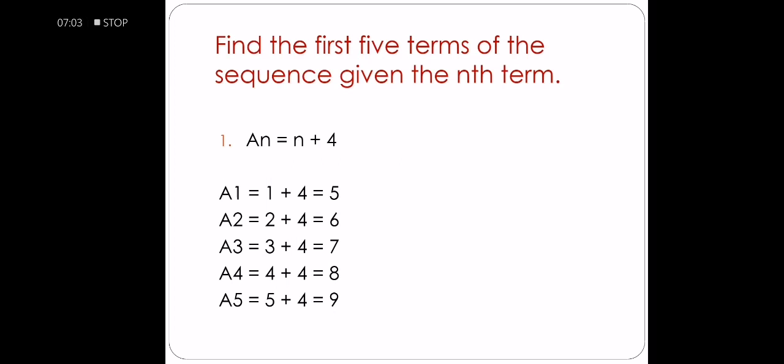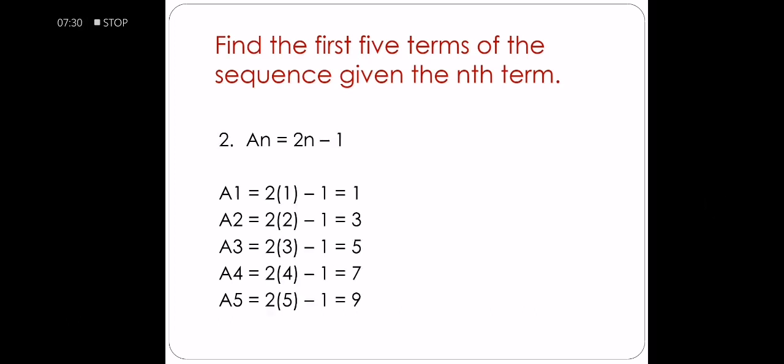So, a sub 1 equals 1 plus 4, which is 5. A sub 2 is 2 plus 4 equals 6. A sub 3 is equal to 3 plus 4 equals 7. A sub 4 equals 4 plus 4 equals 8. A sub 5 equals 5 plus 4 equals 9. So, yung sagot natin, yung ating first 5 terms sa number 1 ay 5, 6, 7, 8, and 9, which were all arithmetic sequence.